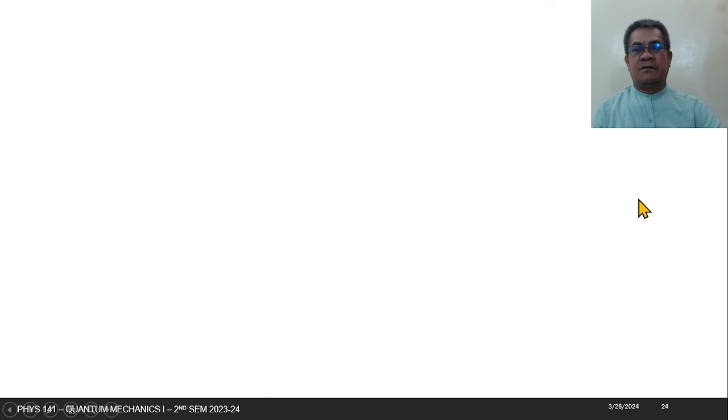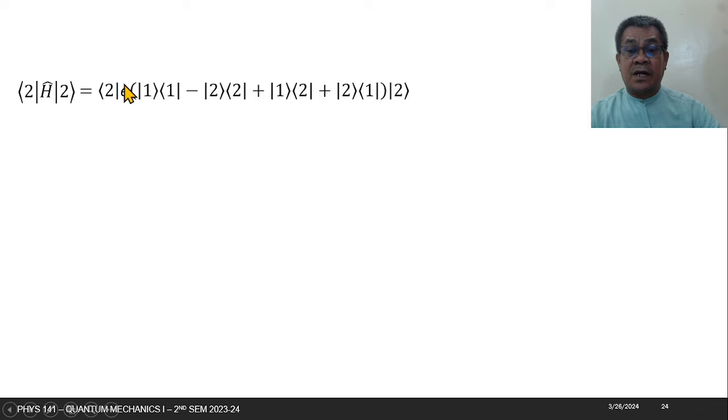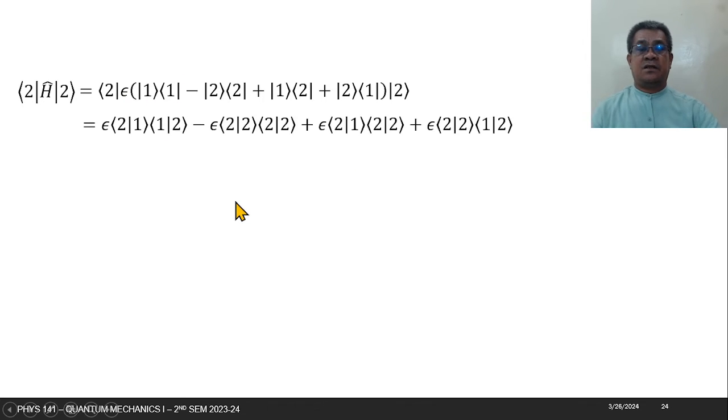Okay. For the last term, the 2,2, multiply again with the same process. Replace the Hamiltonian, then distribute the bra of 2 and the ket of 2 in each term, and distribute also the epsilon in each term. So this is the result. Then this is 0 because of different state.